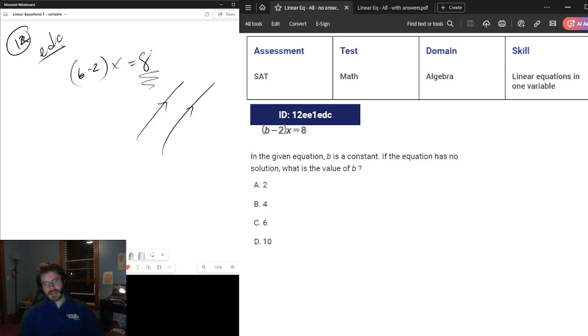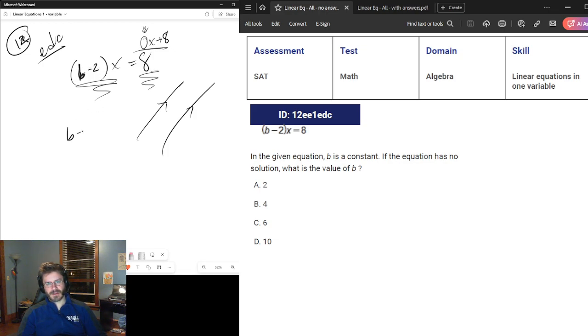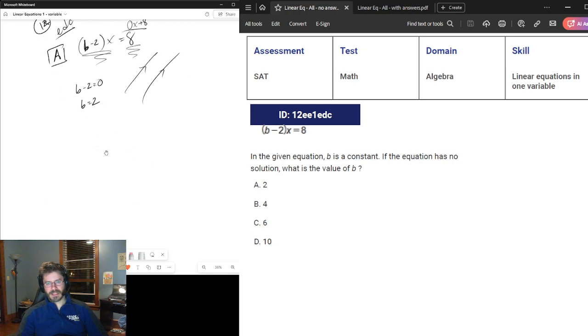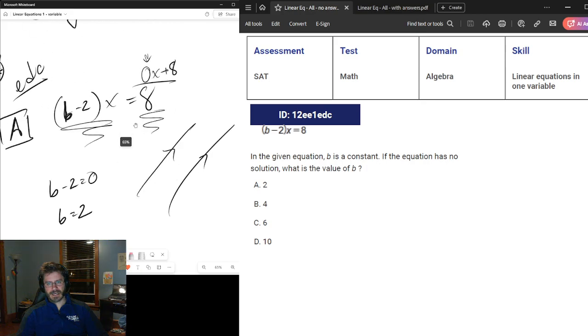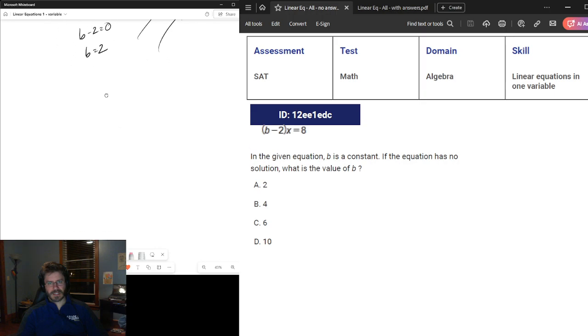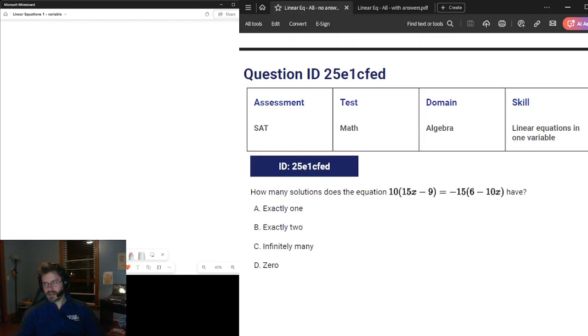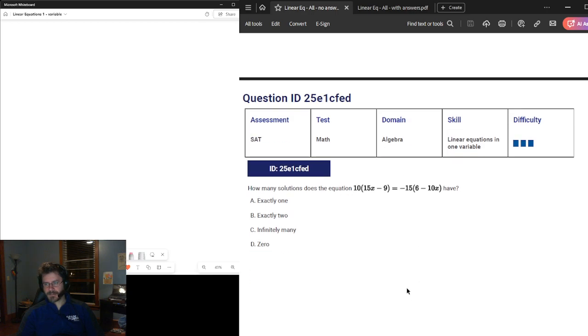So on the right-hand side, we have no x's. That means that the slope here is 0x plus 8. That's like the function we should understand the right-hand side to be. There are no x's. So this coefficient on x should be 0. So that means b minus 2 equals 0. That means b is 2, giving us answer A. No solution means that they have the same slope, the same coefficient on x, and if on the right-hand side there are no x's, that means on the left-hand side we should have no x's, 0x. No solution means the slopes are the same.